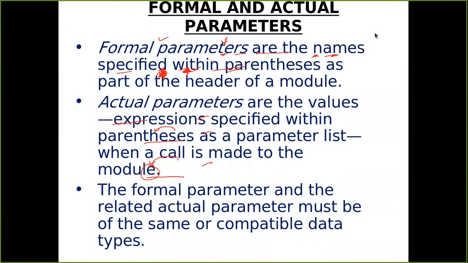So the formal parameters are the names specified within the parentheses as a part of the header of the module, and then actual parameters. I hope you are clear about these two definitions. One is formal parameter, one is actual parameter. The parameters that are defined while defining a procedure are called formal parameters, and the actual values that are passed when you call that particular method are called actual parameters. The formal parameter and the related actual parameter must be of the same or compatible data type.